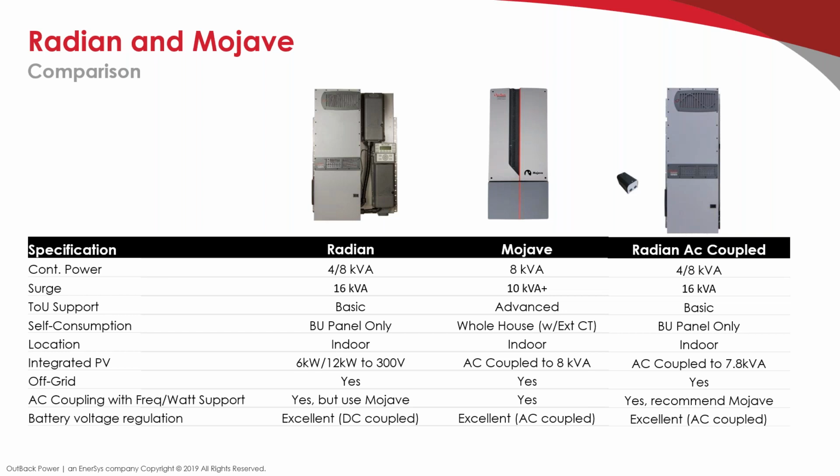You wire that at your service entrance, and now you can manage the loads for the whole house regardless of what you're actually putting on your protected loads panel. It is still indoor rated, and it's AC coupled, rather than DC coupled, up to an 8 kilowatt PV inverter. We are doing some testing to see if we can go over that, but we're not making any promises just yet. And of course, we have the freq watt support where we can modulate that PV inverter up and down, and very good voltage regulation on the battery.